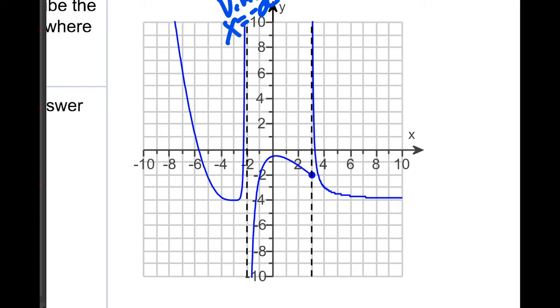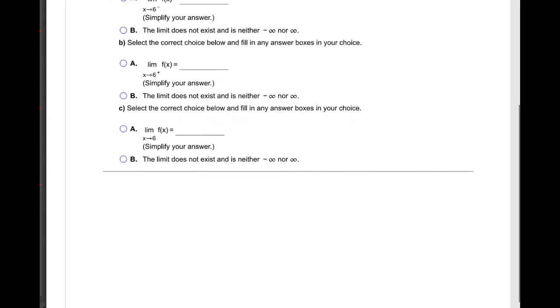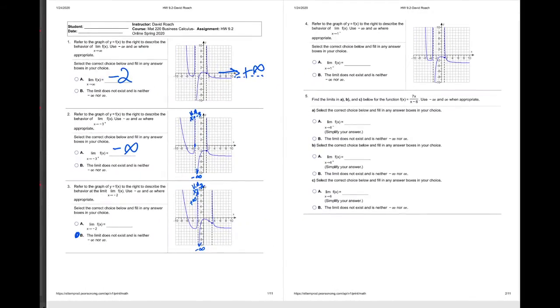Now this particular limit is the limit as x approaches -2. On the right, we're going to -infinity. On the left, we're headed towards positive infinity. So we say this limit does not exist because it's different on both sides. All right, let's keep working here.